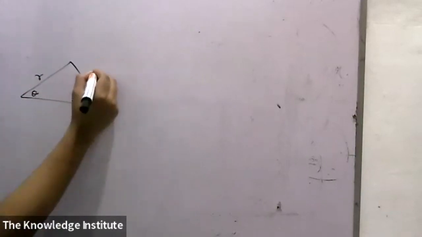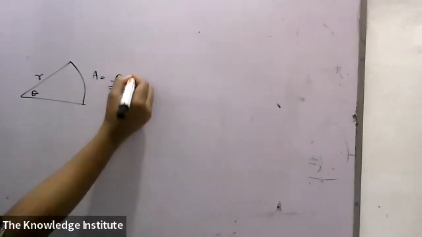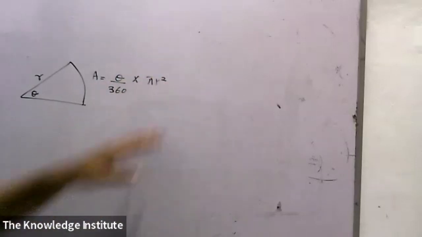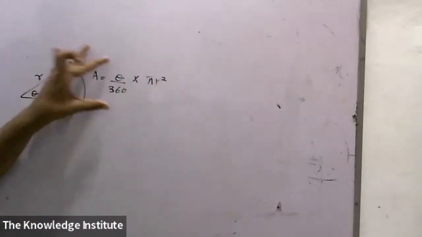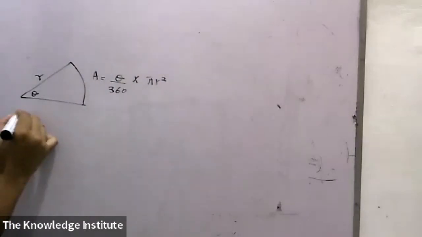So the area of a sector equation is theta over 360 into pi r squared. For one whole circle, if it's pi r squared, what is the value for a sector? This is the meaning of this equation. Okay, you can note that down, and I'll show you an example.